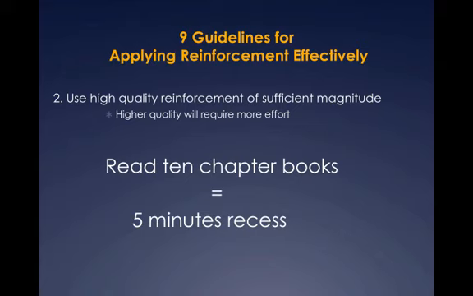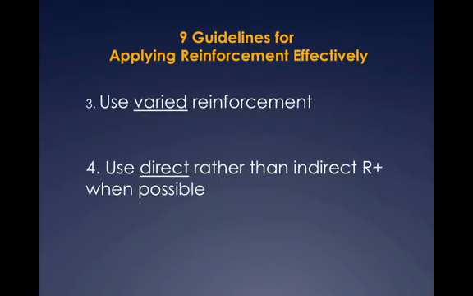So instead, maybe they get an ice cream party or a pizza party if they read 10 chapter books. I probably wouldn't even say 10 if it's a struggling reader. Maybe if they read 1, they can have an ice cream party. Right? You want to use varied reinforcement. You don't want to use the same thing over and over again, or it loses its power.